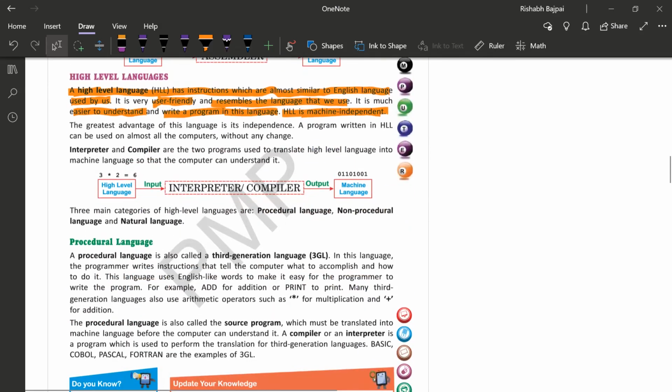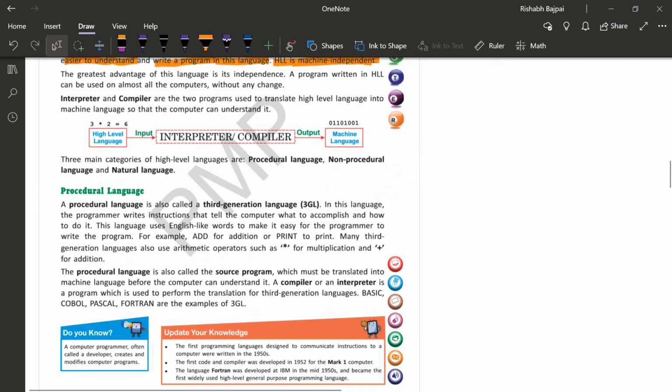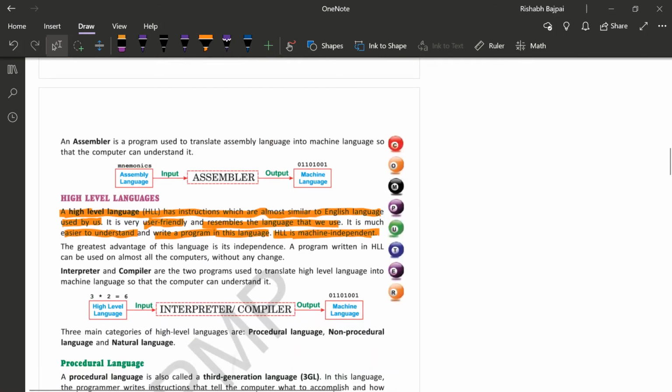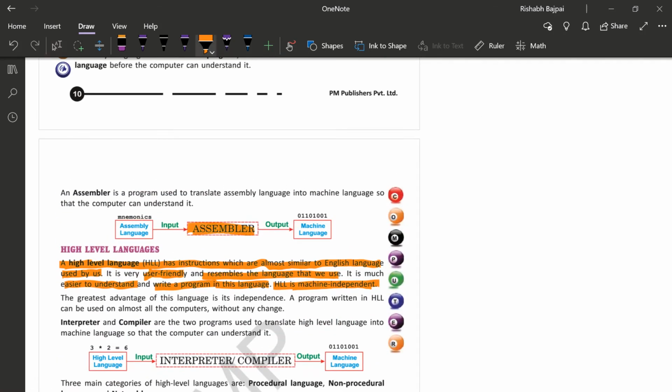Now, what is the role of interpreter and compiler? Beta, initially in assembly language, we were using an assembler. And what was the role of the assembler? The assembler was just converting assembly language into machine language.